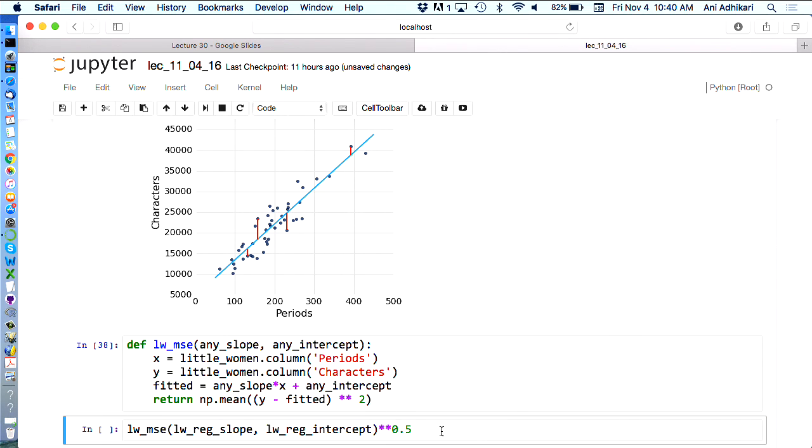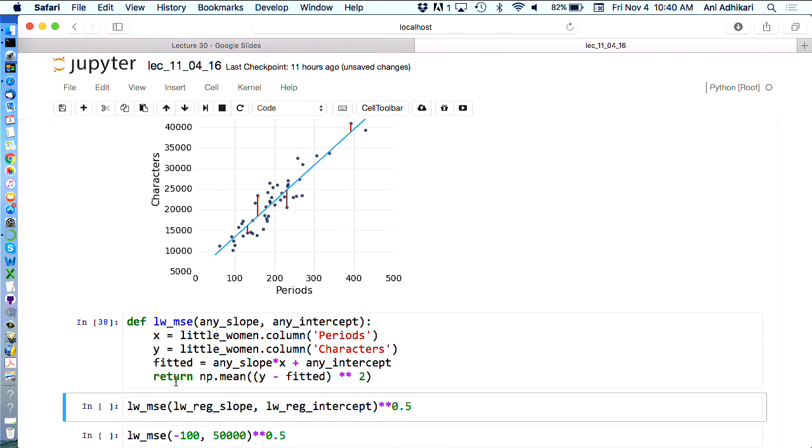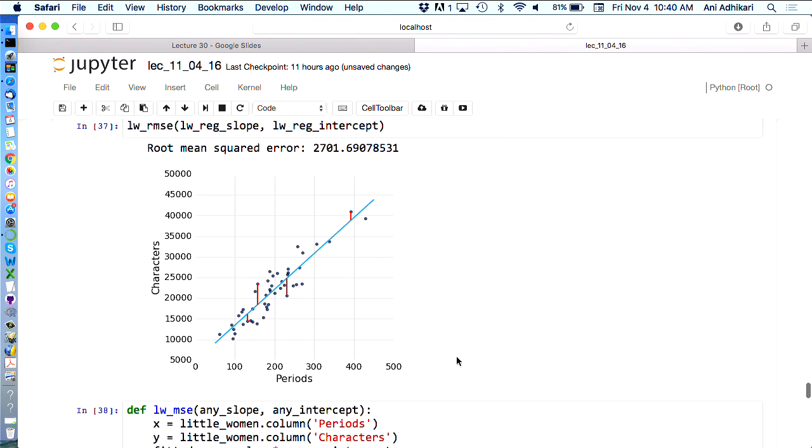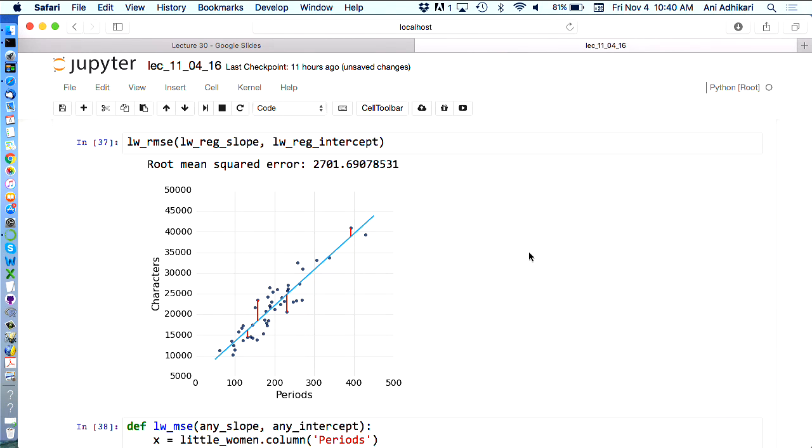So we'll define the function, and then what we'll do is, okay, I'm going to have you read this line of code. Forget this power. Little Women MSE, what is this? This is the slope of the regression line. This is the intercept of the regression line. We calculated it earlier, right? So this whole thing calculates the mean squared error. Then why am I doing this? I'll get the square root of the mean squared error. And the reason I'm doing that is previously we had the root mean squared error. We're just going to compare the numbers to see that they're the same. Okay. So this gives me 2701, and that gave me 2701. I'm computing the same thing.